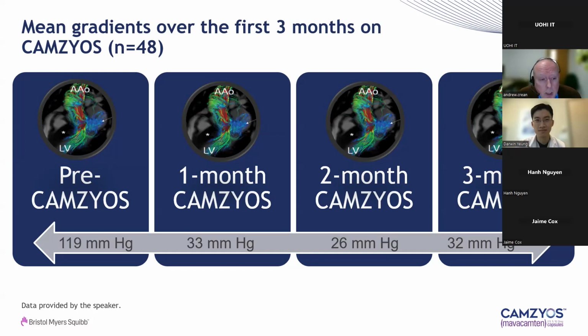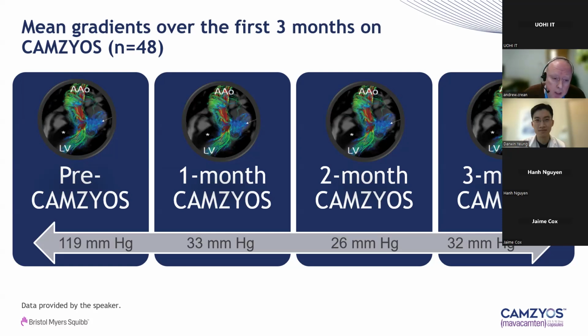So in our cohort, you can see that the mean pre-mavacamten gradient was about 120 millimeters of mercury, but by 1 month this had already dropped to a mean of only about 33, and then after that, in the second and third month, really not much change.